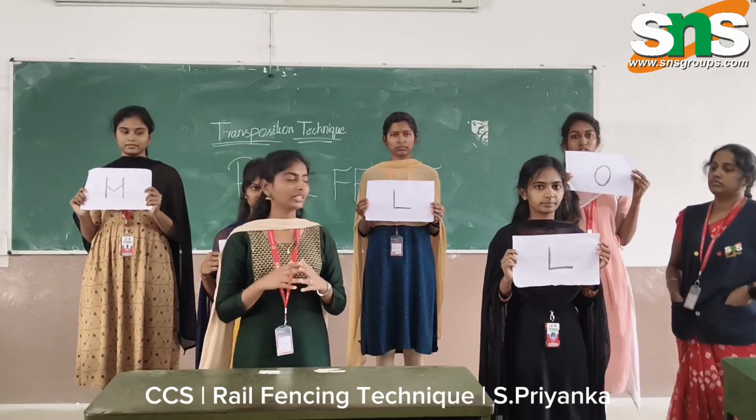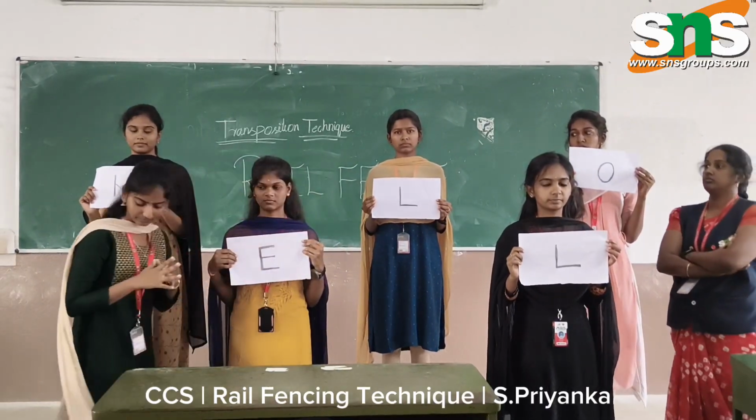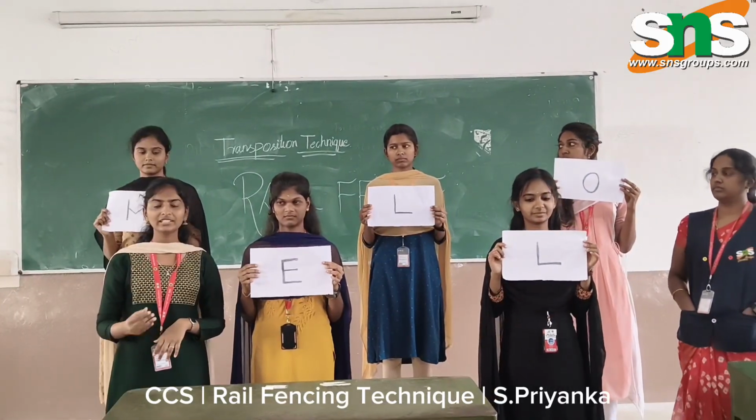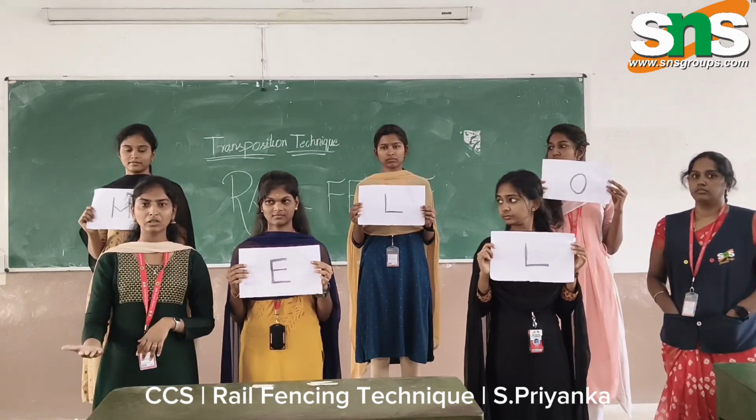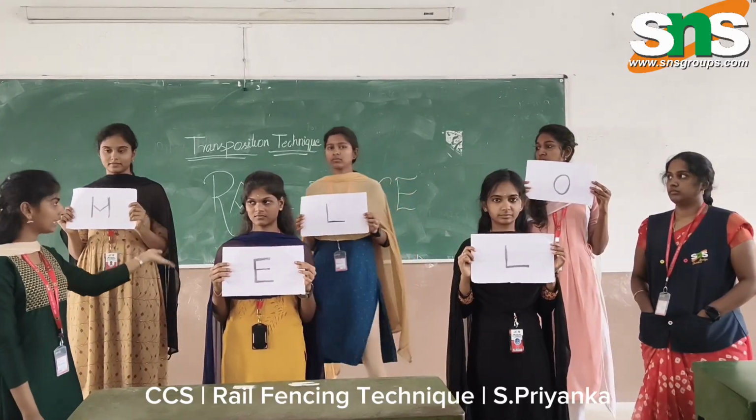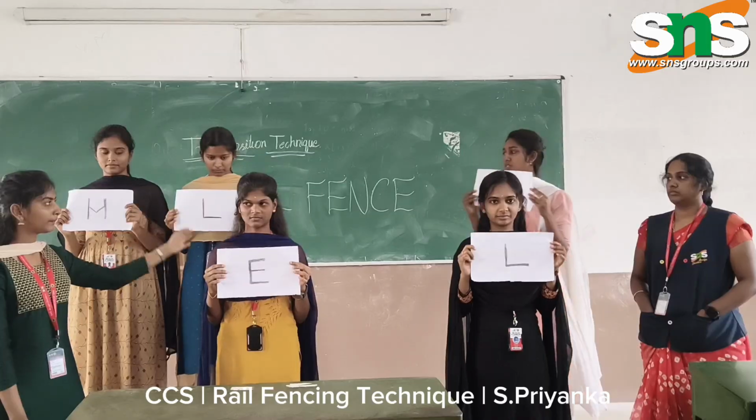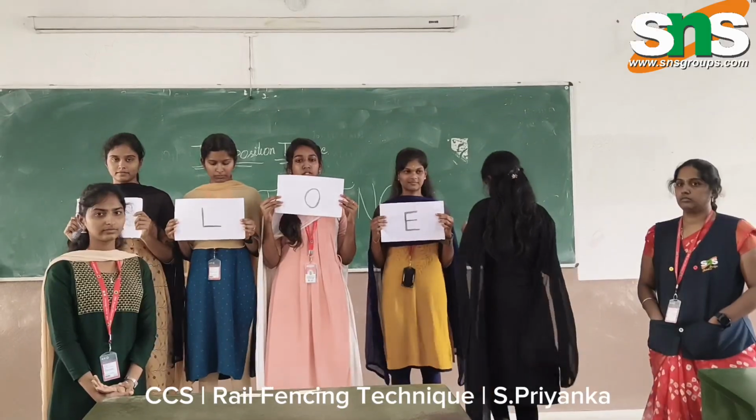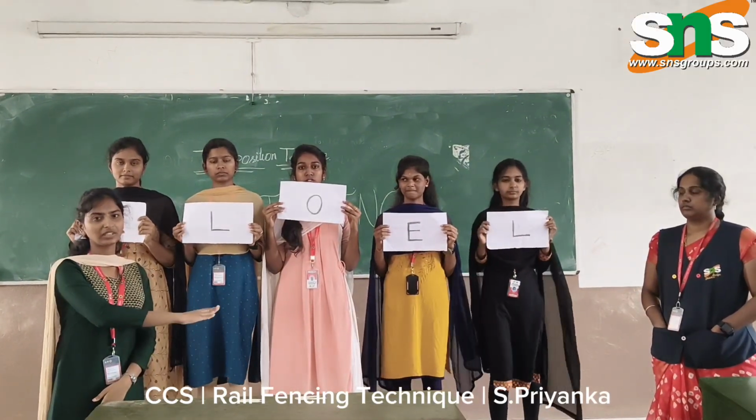So now we have a ciphertext for the given plain text. The ciphertext for the plain text hello is, first in rail 1, H followed by L and O, then E and finally L. So this is the ciphertext for the given plain text.